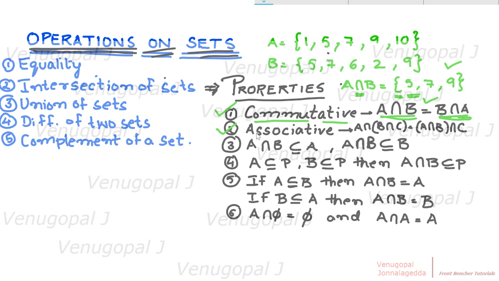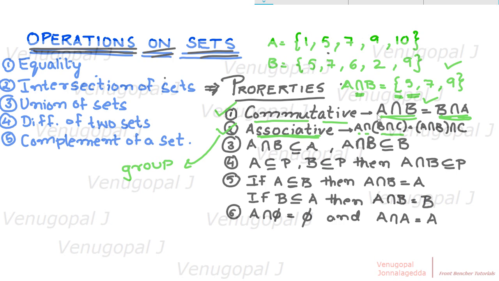Second, associative property. When I say associate, it means grouping basically. Associate is nothing but grouping. So whenever you group particular sets, when you make a group of elements or sets, you form an associative property. Okay. Now A intersection of B intersection C.